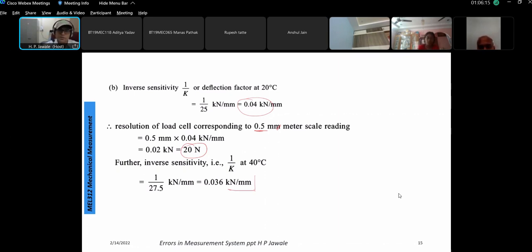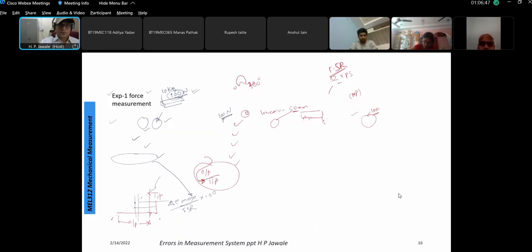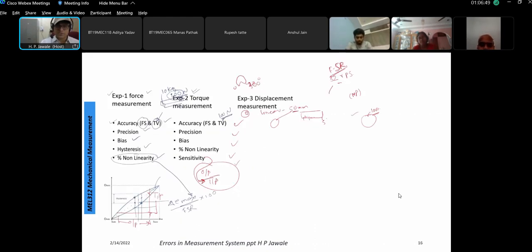So similar kinds of numericals can be found anywhere in the textbook. So these are very standard problems. The method remains the same. So the resolution of the load corresponding to the 0.5 millimeter of the scale reading, meter scale, that is the display of the element, will be equal to say 0.018 kilonewton, that is 18 Newton. So I think this we have discussed regarding the experimentation.